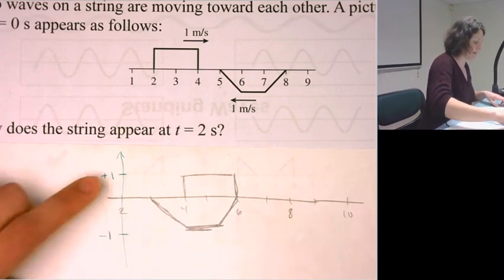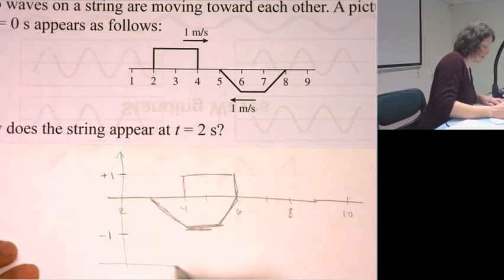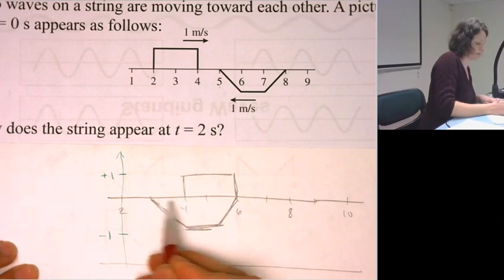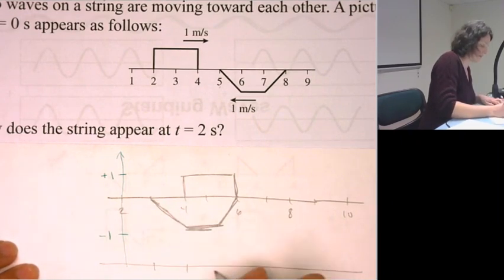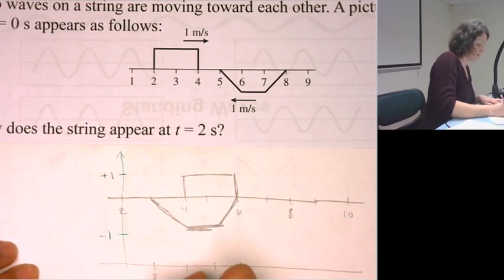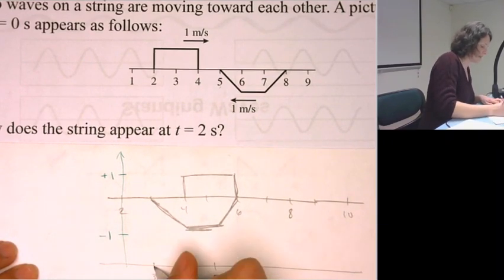There's only one thing here. So let's just start with this period between 3 and 4 seconds. It's pretty easy. There's only one wave, and it looks like that. So I'll go 3, 4, 5, 6. So it's going to look like that.